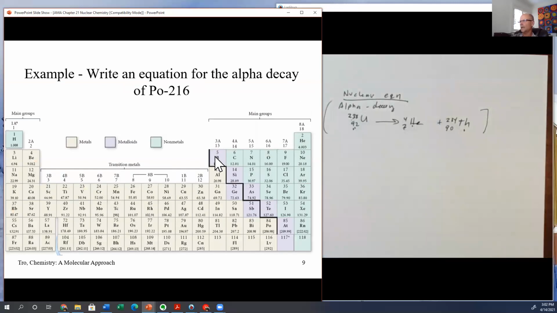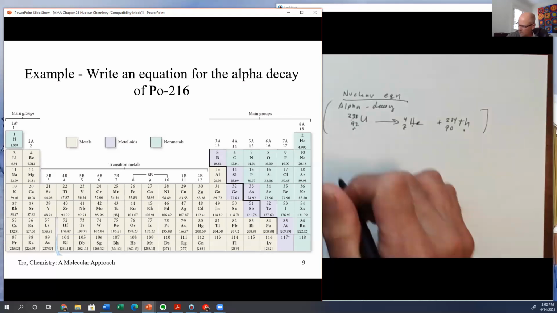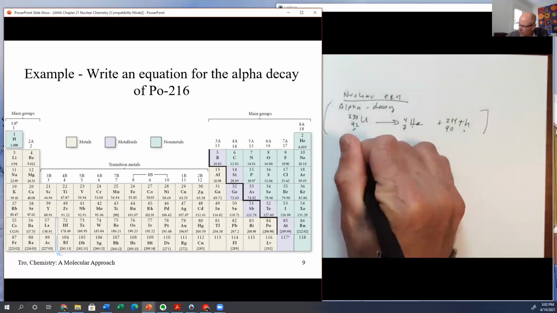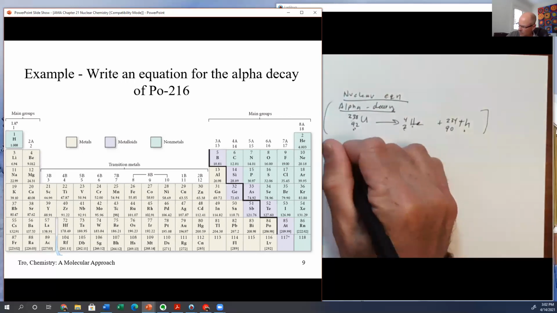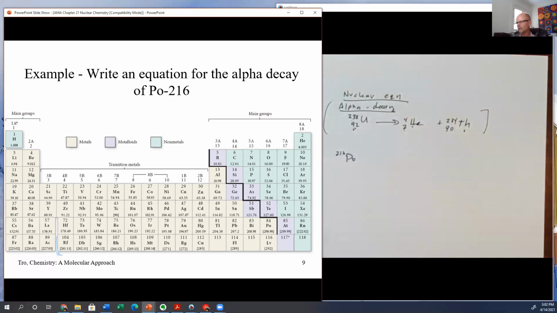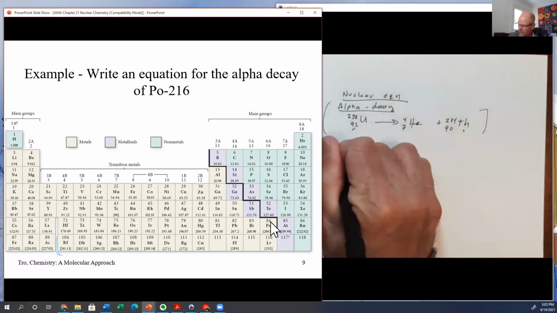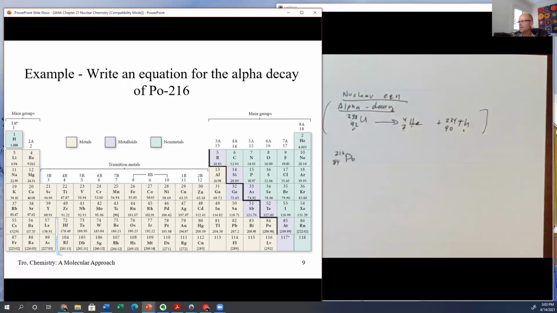So here's another example of alpha decay. Let's write an equation for the alpha decay of polonium-216. So we write polonium 216. And if we look up polonium on the periodic table, we see it's right here, so its atomic number is 84. So we start with that.